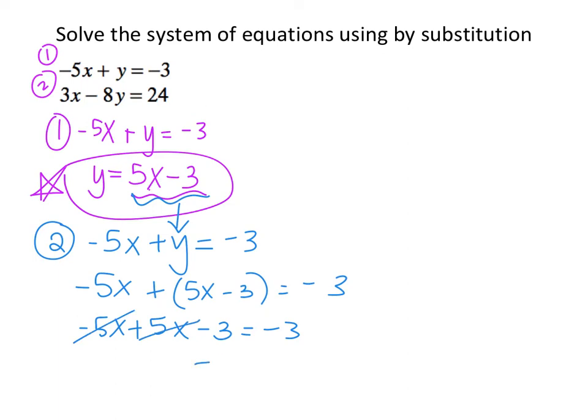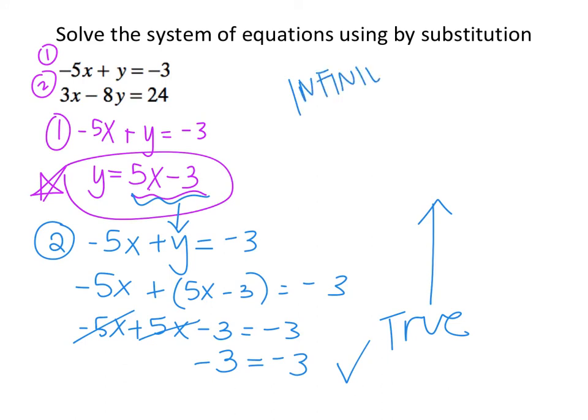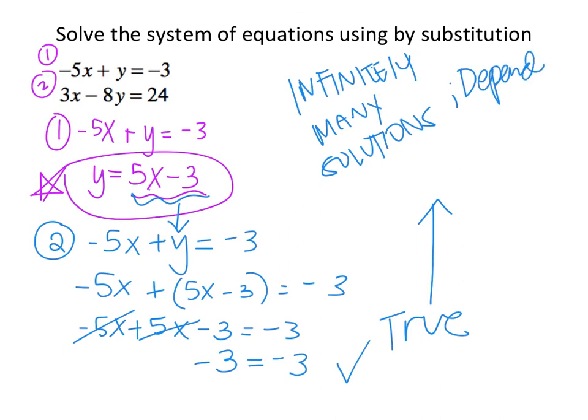So now I'm looking at my resulting equation. Negative 3 is equal to negative 3. This is obviously true. So I can say that this is going to be, again, one of those special cases. And since it's true, I can say that there are infinitely many solutions. And then I will also have to indicate that this is dependent.